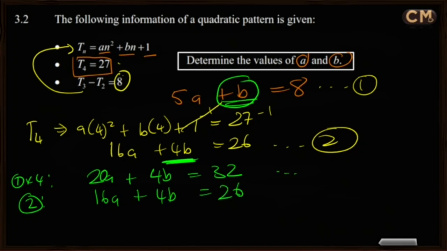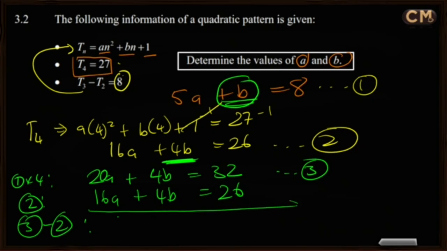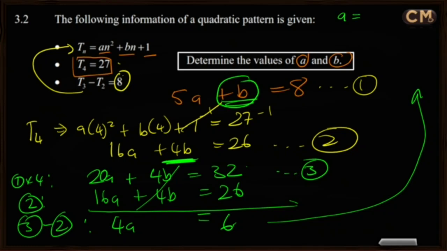And then we'll just say that this is equation 3, and then we'll have 3 minus 2, all equal to, well, 20 minus 16 gives us 4a. Well, the point was to eliminate the b's. And then we'll have, of course, over here 32 minus 26 being equal to 6. And then from there, we can say that a is equal to 3 over 2. Well, we can divide both sides by 4. And that gives us 3 over 2 in its simplified form.